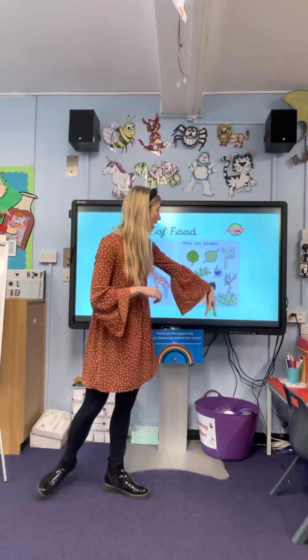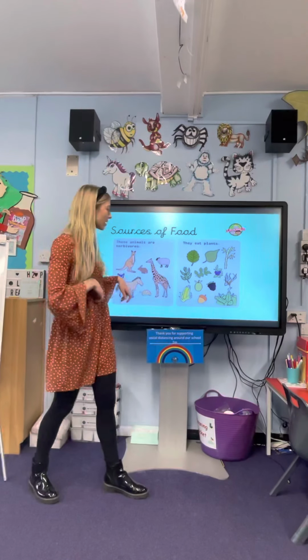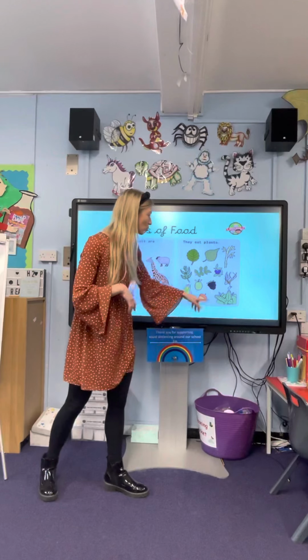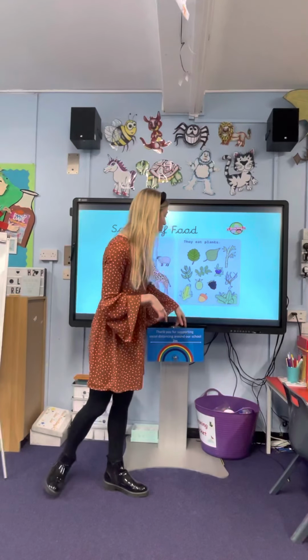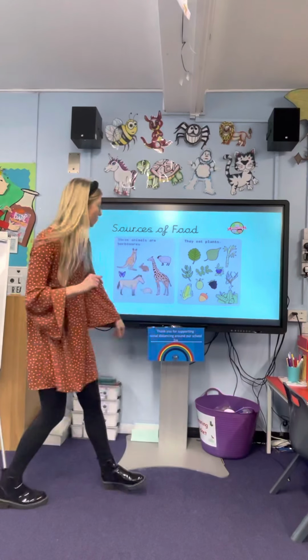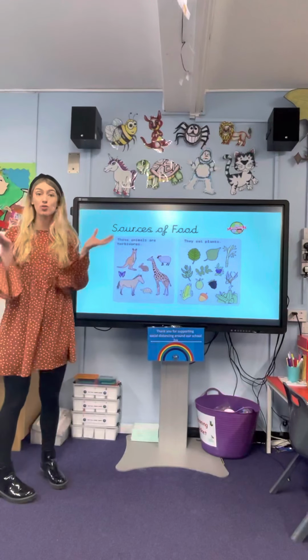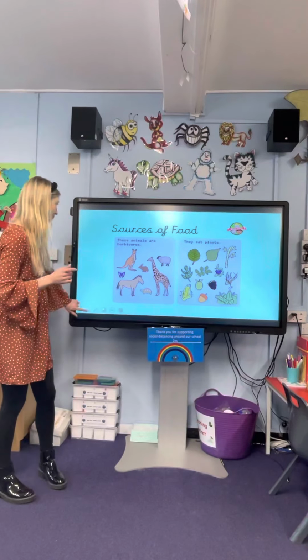We've got some examples here. We've got bamboo, like pandas like to eat. We've got different types of leaves. We've got berries that some woodland creatures might find. We've got acorns. We've got corn down here, so a type of vegetable. So lots of different greenery, okay?